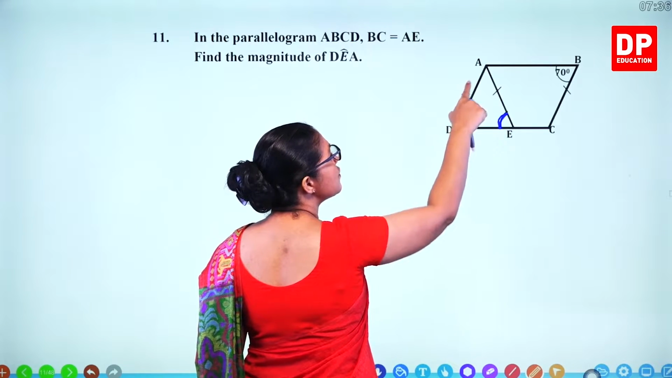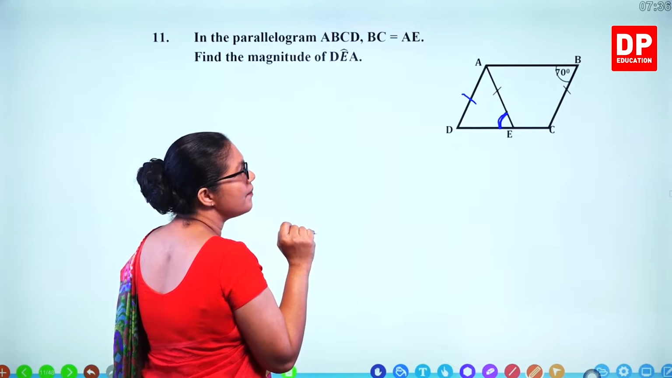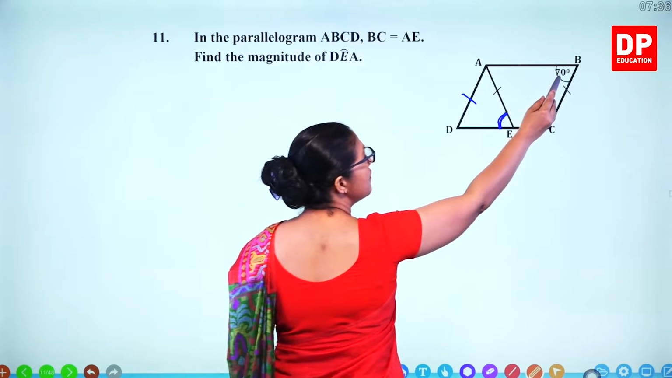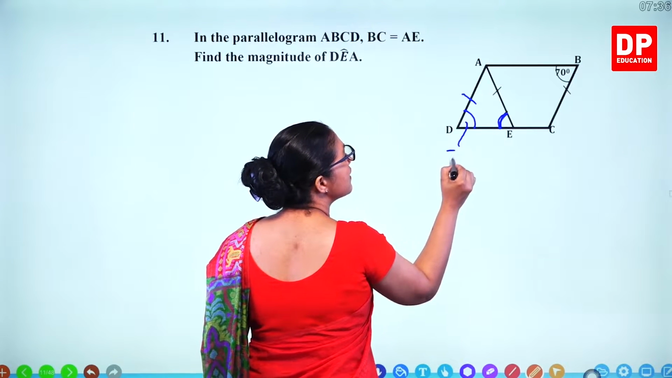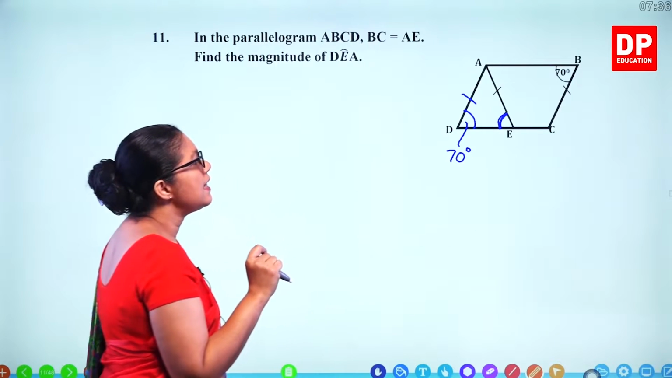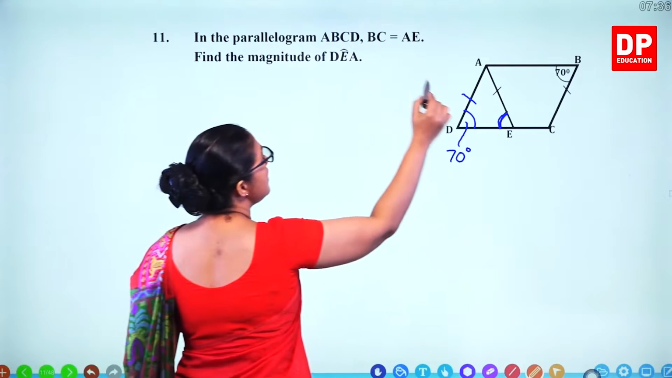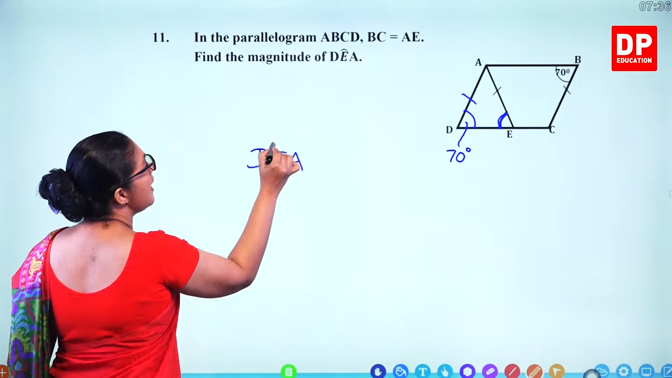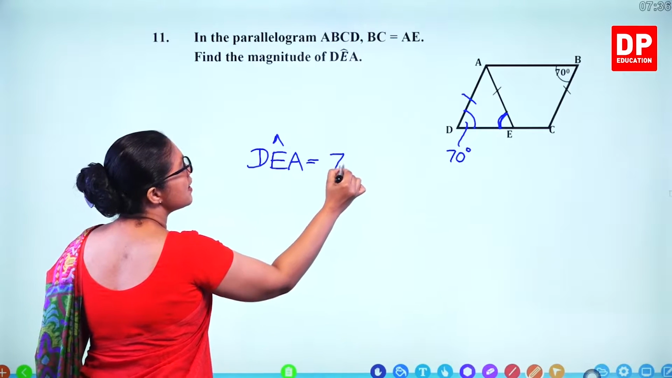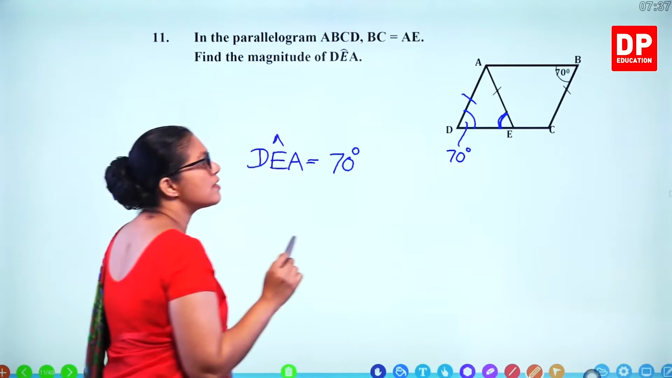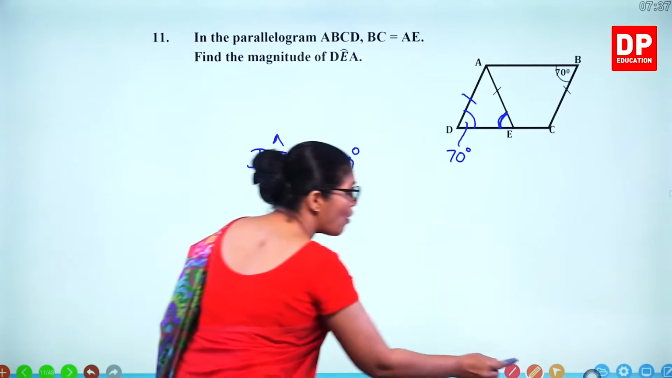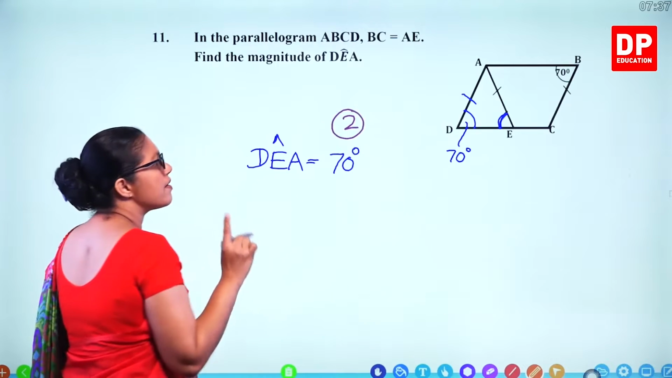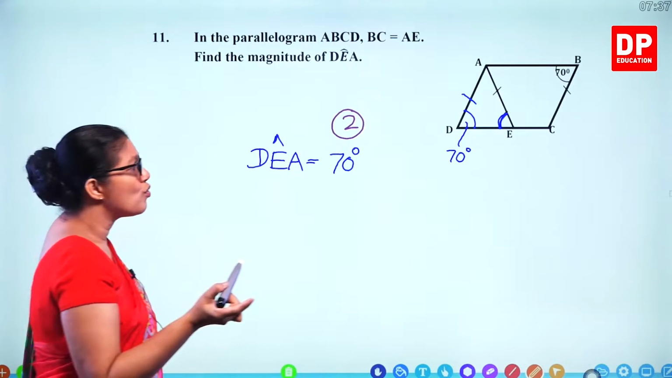This is an isosceles triangle, AD is an isosceles triangle. And also, you know, opposite angles of a parallelogram are equal. If this is 70, this is 70. Now, what is ADE? AED or DEA? What's the angle? DEA is equal to 70 because this is an isosceles triangle. So you don't have to write down anything because in the first paper, we are looking at only the answers. So you get straight away 2 marks for that.